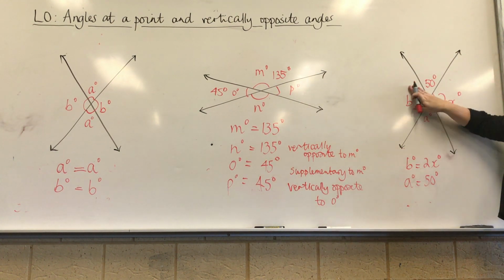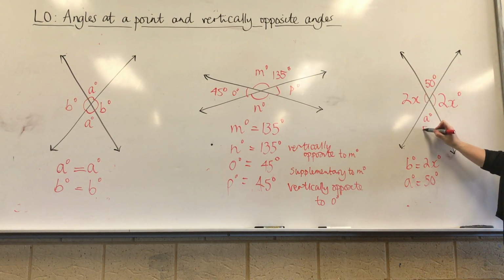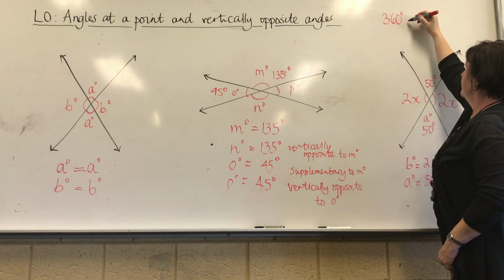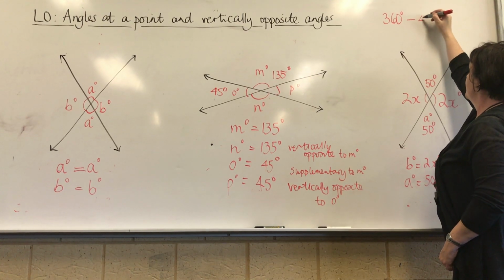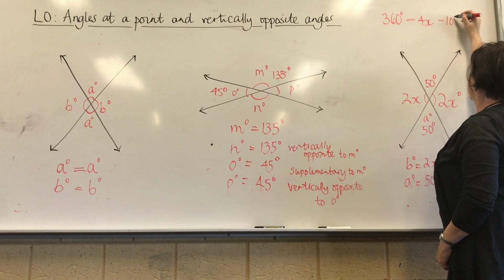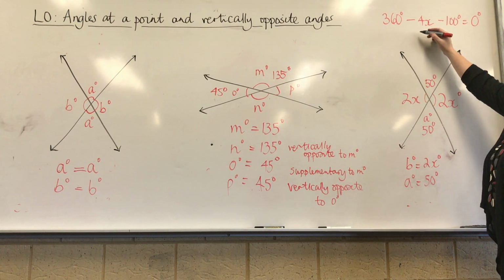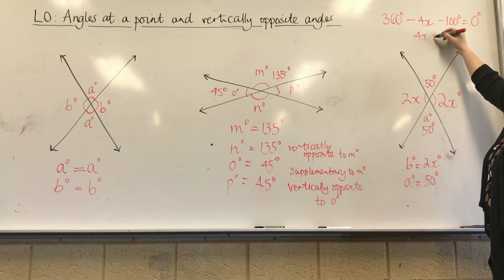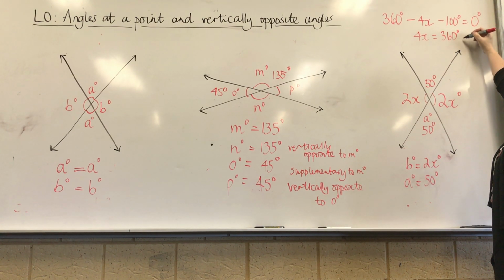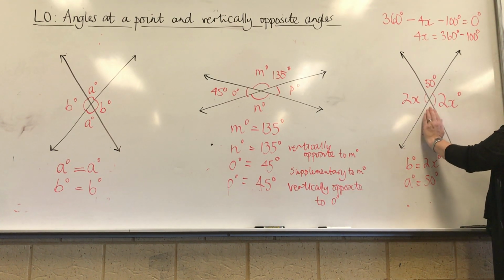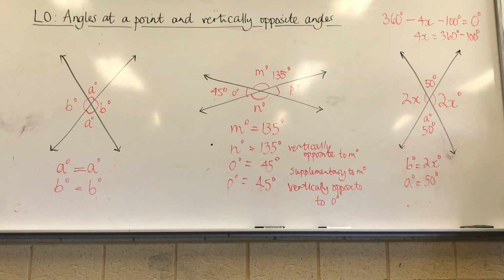So, if we know that B is also 2x and A is 50 degrees, this is the equation. 360 subtract 4x subtract 100 is going to equal 0, isn't it? It's not a great way of doing it, really. The way we would do it is that 4x is going to equal 360 take 100, because if you take that 50 away and take that 50 away, you're left with the 4x. So what is 4x worth?